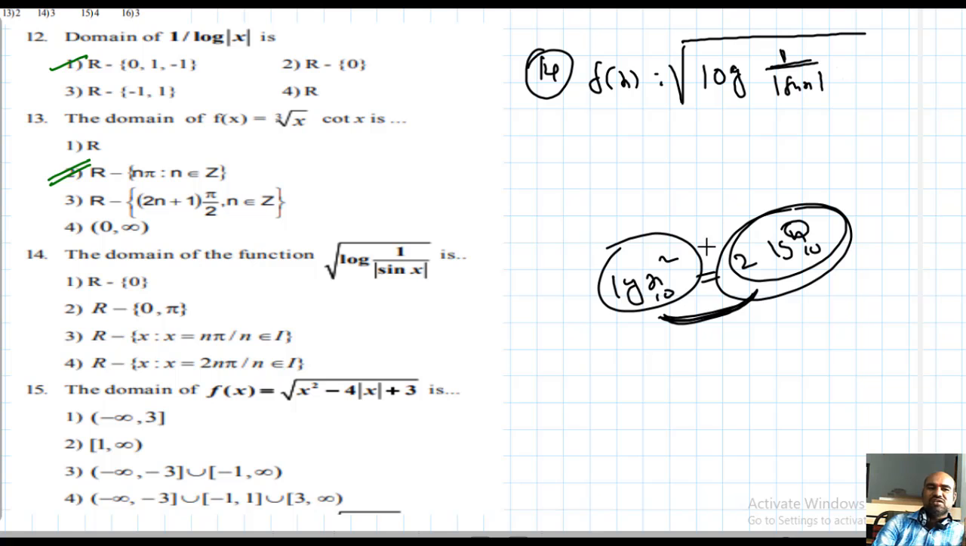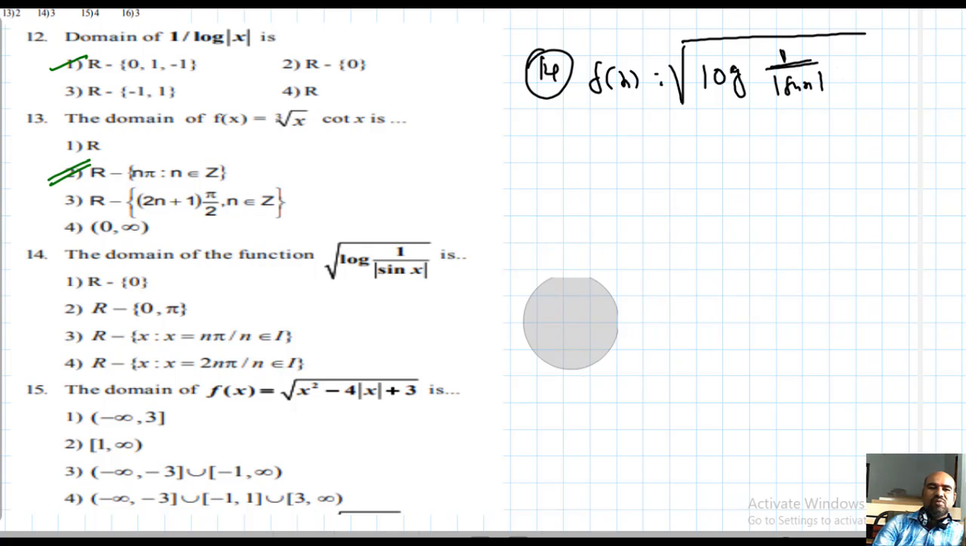See, observe, these two are not the same. Don't apply the laws of logarithms while finding domains, or any operations you can't apply in functions while finding domains. First, what is the condition? The root expression should be greater than or equal to 0. That is the first condition. What is the second condition? Mod sin x is not equal to 0. Two conditions.